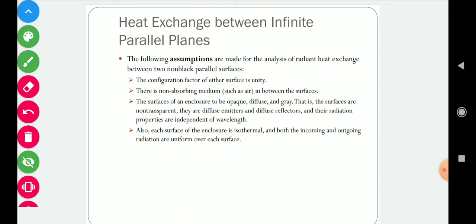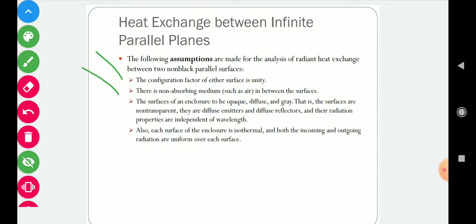For that we made several assumptions. The following assumptions are made for analysis of radiant heat exchange between two non-black parallel surfaces. First, the configuration factor of either surface is unity. Configuration factor of unity means whatever energy is emitted by surface 1 will strike surface 2. There is no radiation lost. So all the energy emitted by 1 will strike surface 2. This is our first assumption.